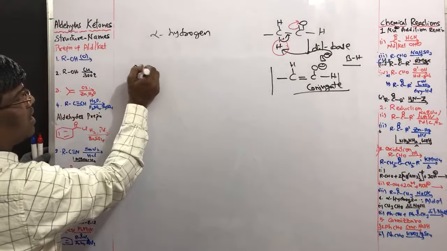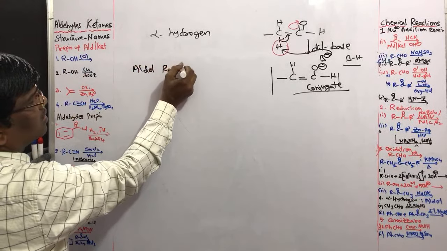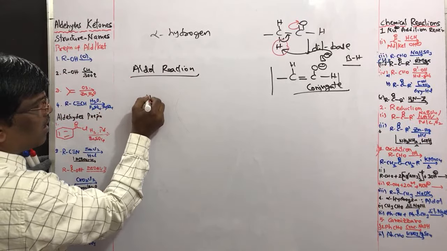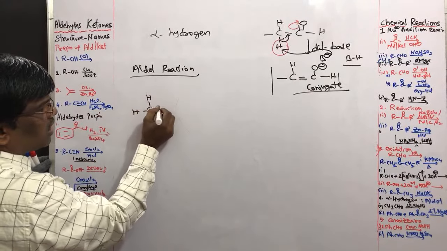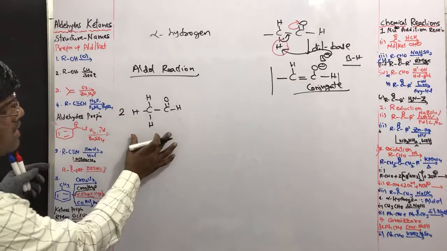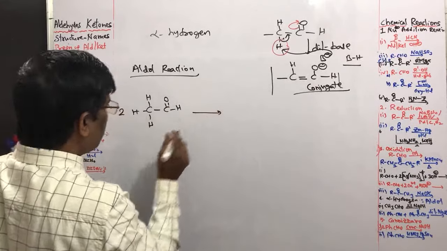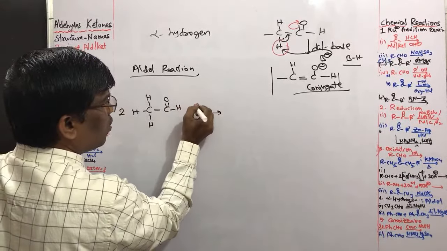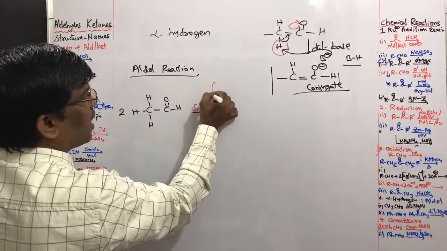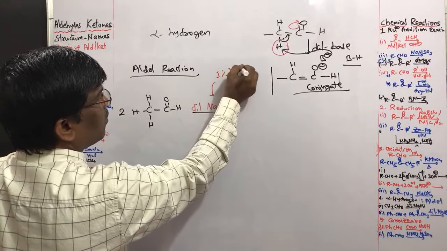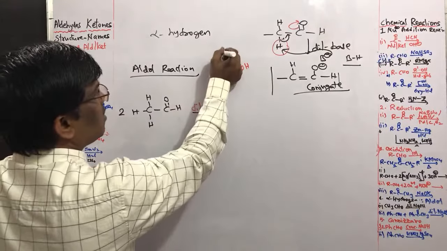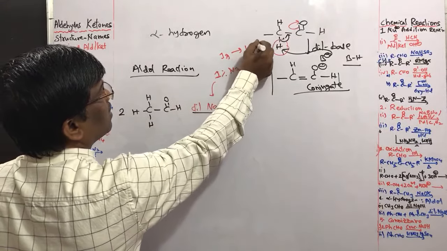Aldol reaction. Let me check Aldol reaction. Yes, students. So simple example, if I take CH3CHO, 2 moles, this is acetaldehyde, in presence of, remember this, dilute sodium hydroxide, or I can take 1% NaOH, aqueous NaOH I can use. Yes, 1%. 1% means 1 gram in 100 ml.